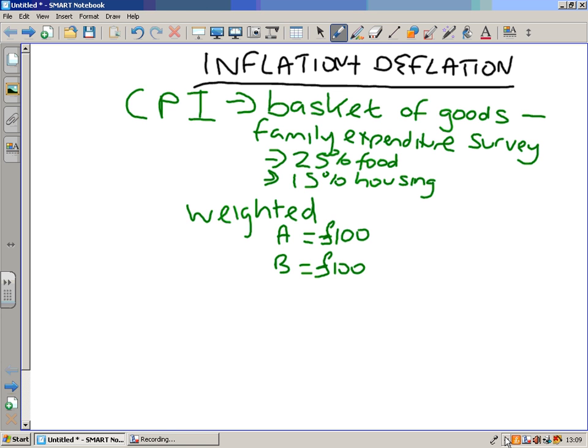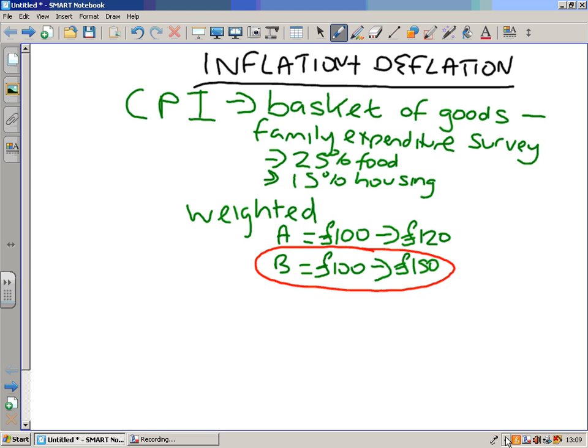If we have 20% inflation, product A will be worth £120 at the end of the year. Product B, 50% inflation, goes up to £150. Now, let's imagine that product B, most people don't buy in society. Product A, people buy a lot of. So because of that, product B will be given a very low weighting. It doesn't form that much of people's income because people don't buy much of it.